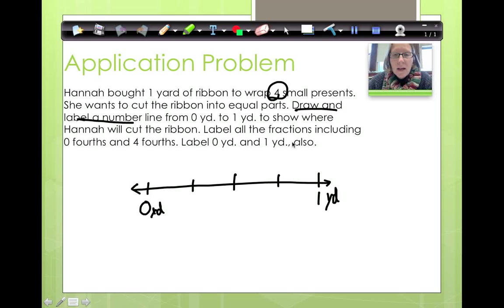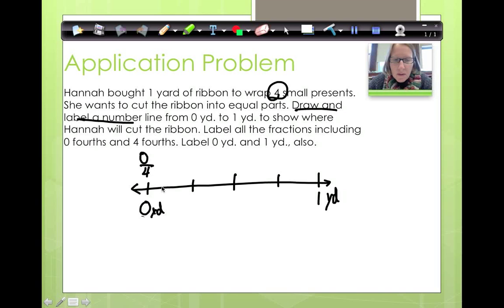Okay, now I'm supposed to label the fractions, including 0/4 and 4/4. So we just practiced with a 0, so let's do that. This one right here would be 0/4. Just pause right there for a second. Right here, instead of putting it on the bottom, let's put it up at the top, because we're going to get confused. Okay, so this one's 0/4.